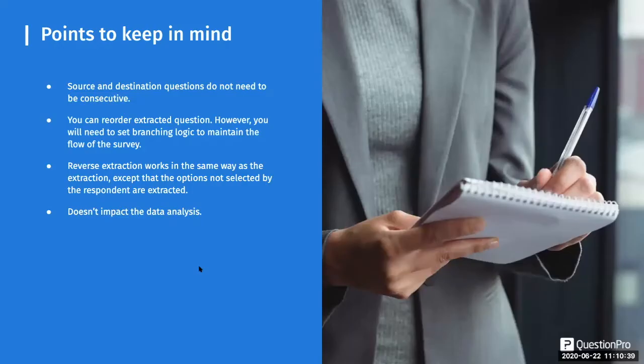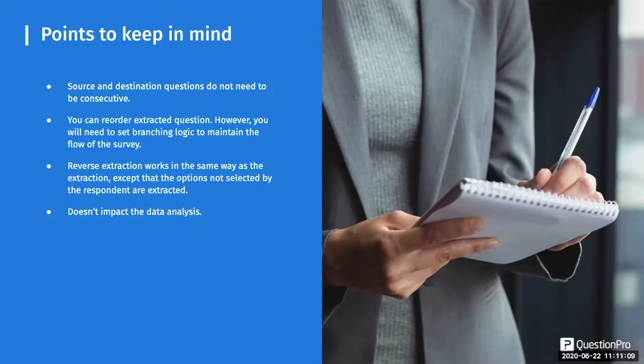Some points to keep in mind here is the source and destination questions do not need to be consecutive. So if you want to extract the answers that were selected into a question later in the survey, you can do that easily. It doesn't have to be the next question. You can reorder the extracted question. However, you need to set branching logic to maintain the flow of the survey. So you still have to make sure that you're branching correctly. Otherwise, you could run into flow problems there in your survey.